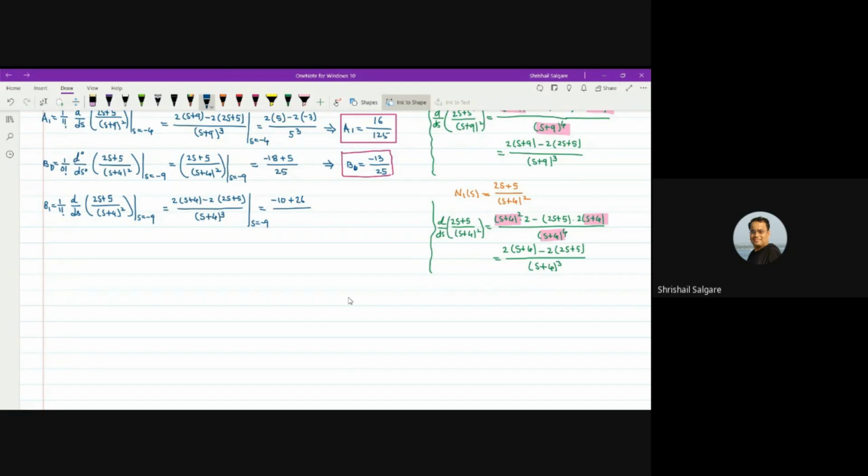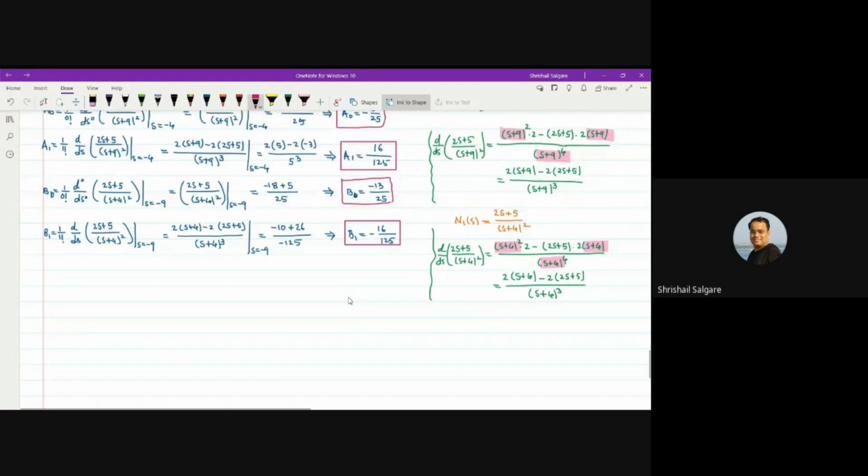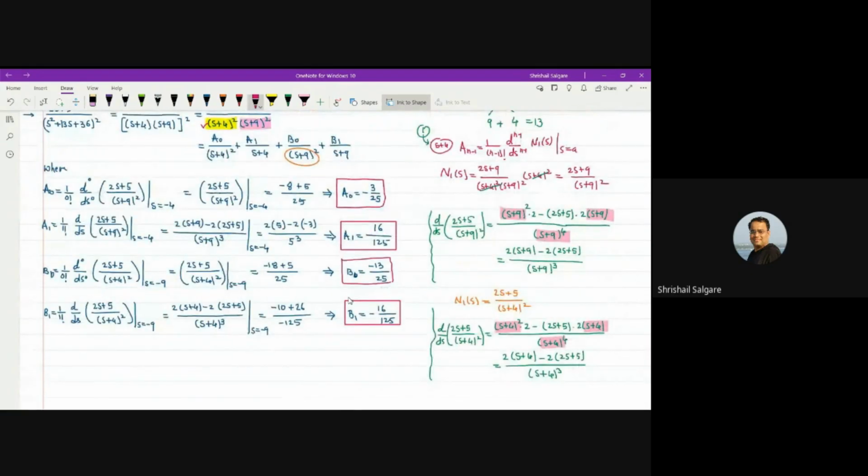Now look at this minus 5 term: minus 9 plus 4, its bracket cube, how much will it be? 125, minus, right? Minus 1. So the total effect, if you calculate, B1 is given by minus 16 upon 125. Therefore, the required term, L inverse of, I will substitute all the terms.